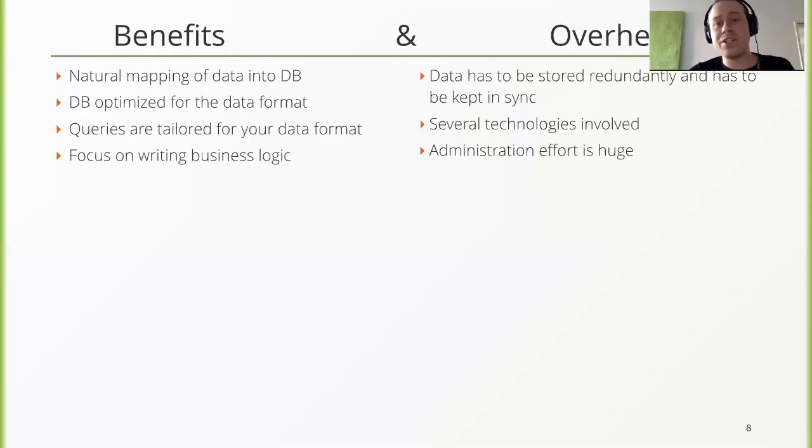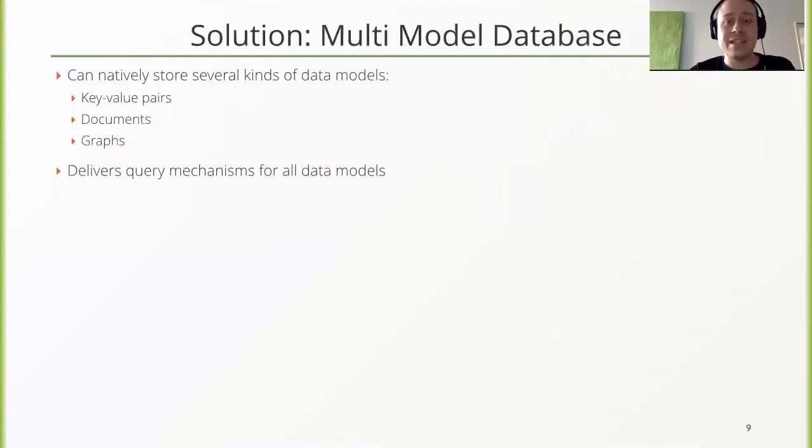And now the question comes to mind: is there a possibility that we can get the benefits without having to pay for all the complete overhead? So is there some kind of shortcut? And the answer is yes. Right now, a lot more are emerging than in the last couple of years. They are so-called multi-model databases.